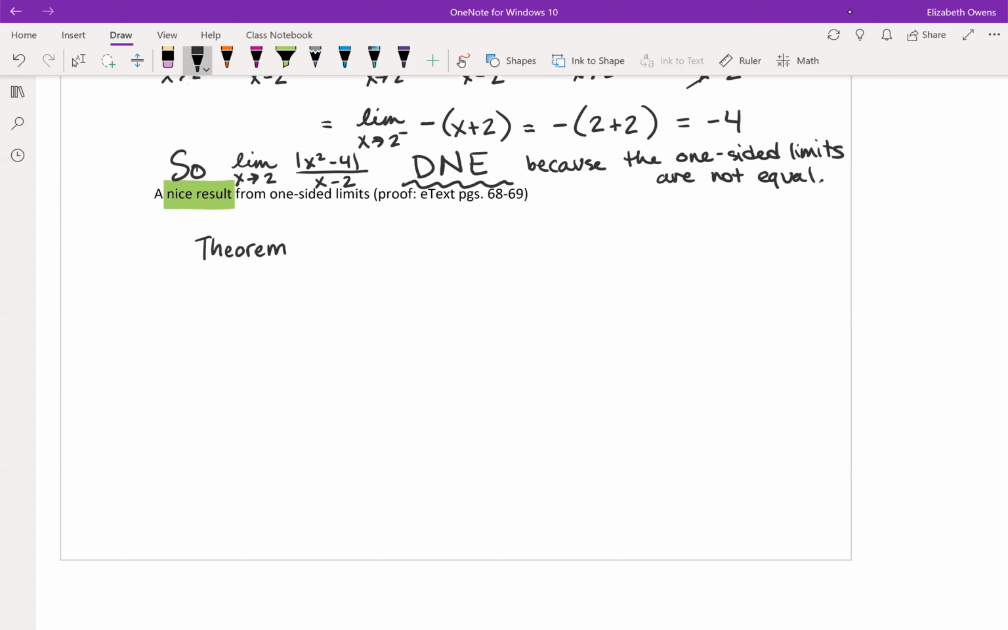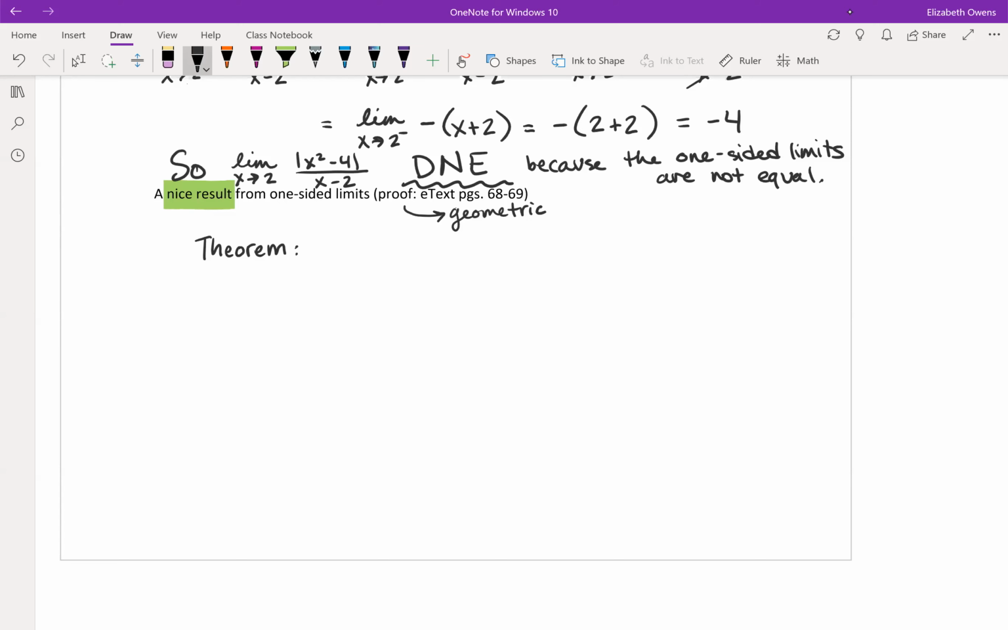from our book. And the proof of this, you are not going to get tested on at all. It's pretty long and geometric. It uses the unit circle, and it also uses one-sided limits, and the sandwich theorem, so it's got a lot of stuff wrapped up together in this proof. If you're interested in checking it out, it is in your e-text on pages 68 and 69, so you can take a look if you would like.